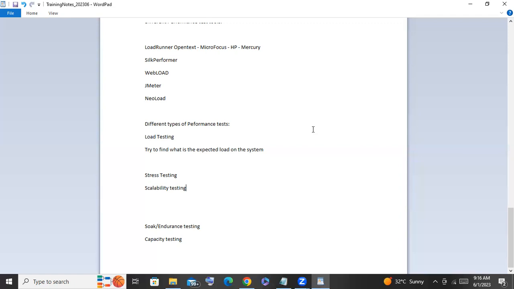So what I would do is find the kind of expected user load I would have 3 years down the line, 5 years down the line, and test our application with this user load or transactions load. That is called scalability testing.